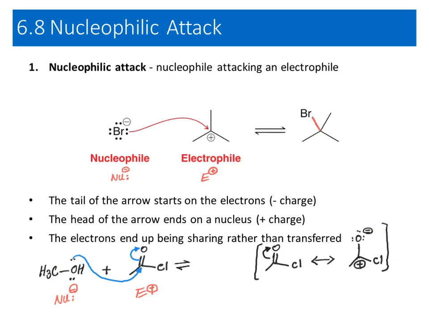Now we need to draw the product. So I first draw my acid chloride. I open this double bond and push the electrons onto oxygen. So oxygen gets the negative charge. We have monovalent oxygen. It is negatively charged.